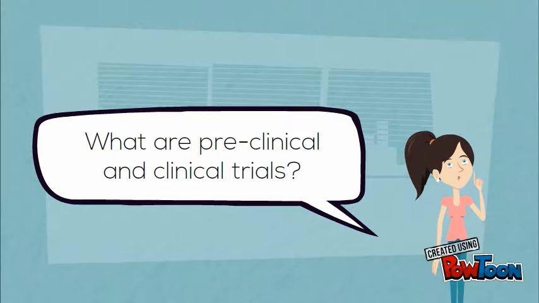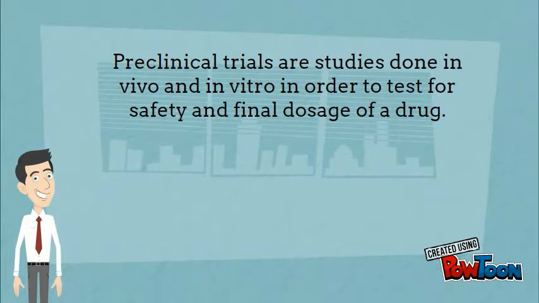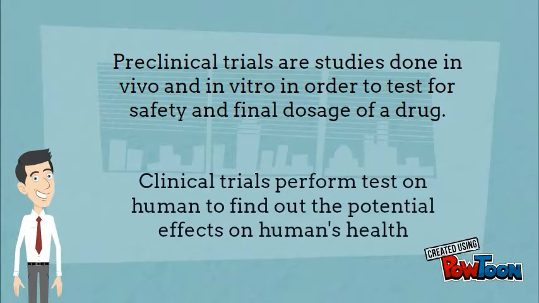So now let us have a look at the differences between preclinical studies and clinical trials. Preclinical trials are studies done in vivo and in vitro in order to test for safety and final dosage of a drug, whereas clinical trials are tests performed on humans to find out the potential effects on human health.